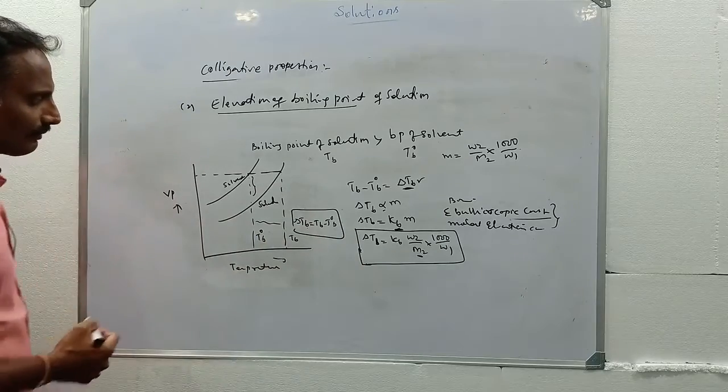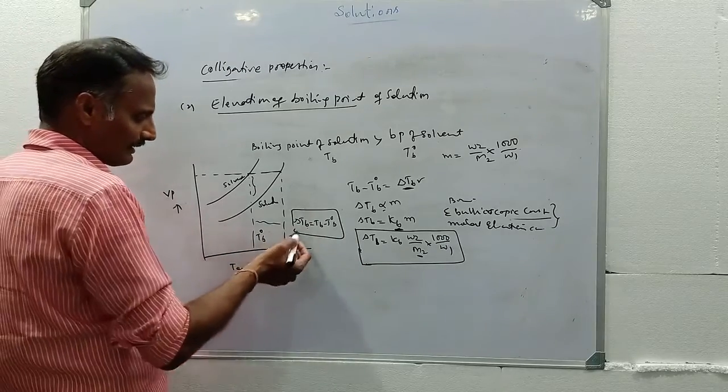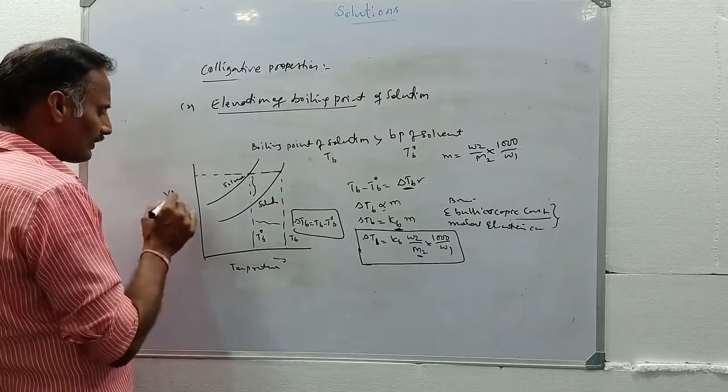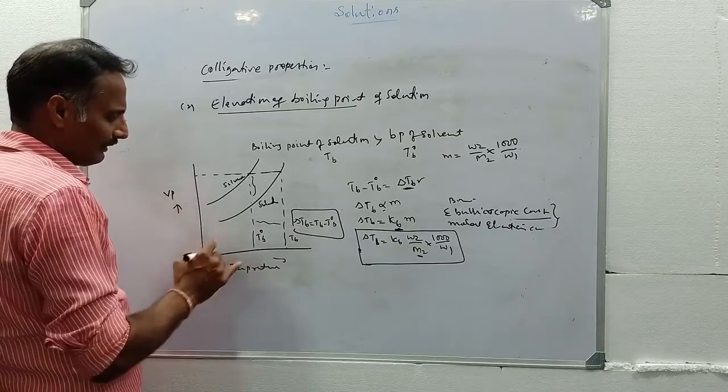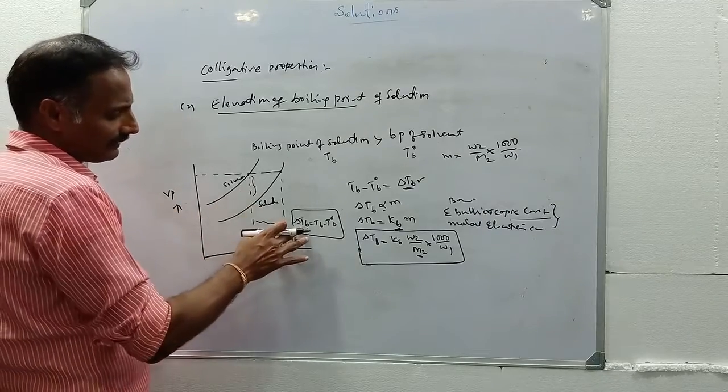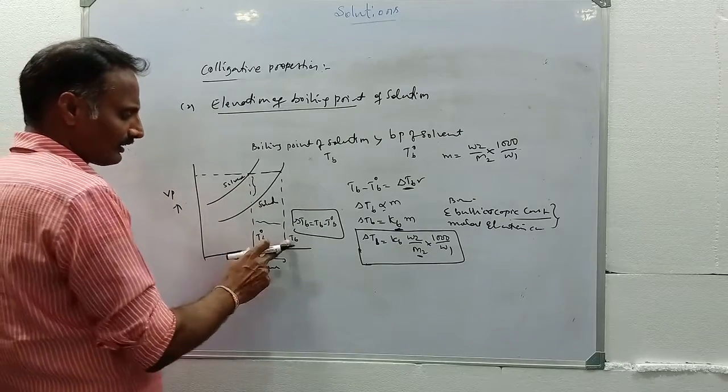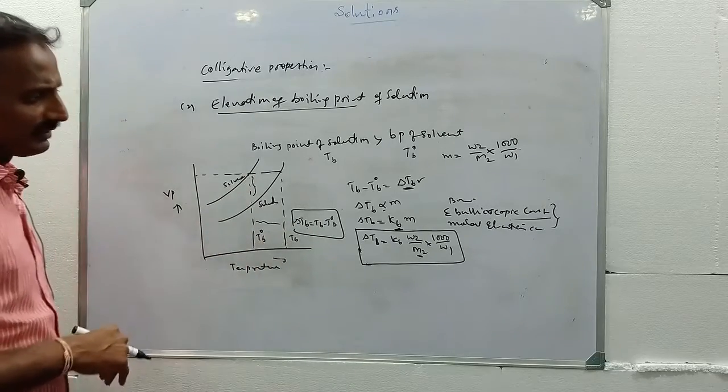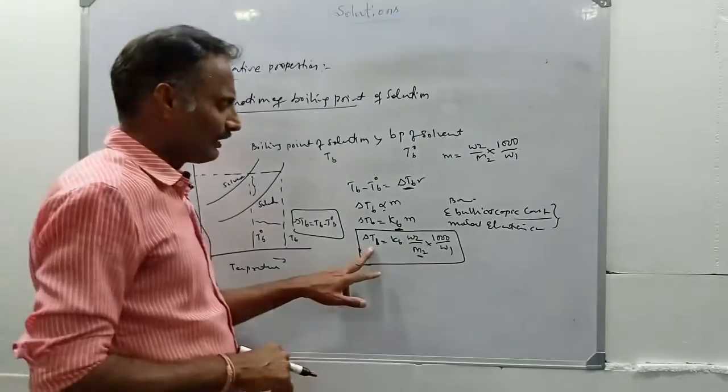This is one of the graphs used to represent elevation of boiling point, and we have taken vapor pressure versus temperature. This graph indicates the elevation of boiling point, and the boiling point of a solution is always more than the boiling point of the pure solvent. Based on this, we are doing one problem.